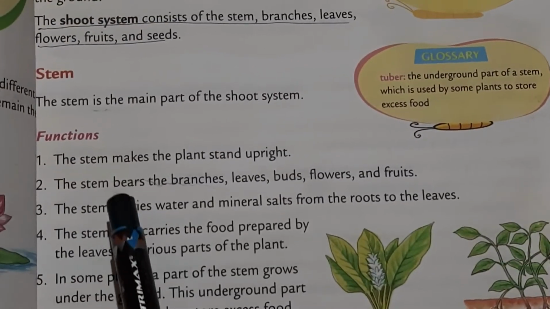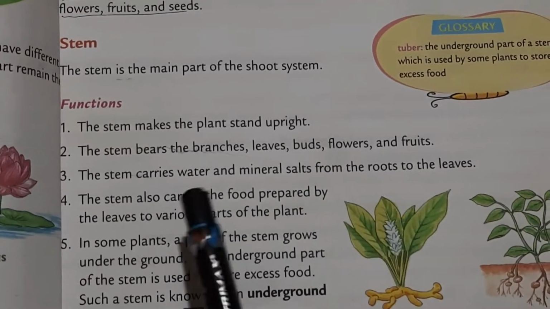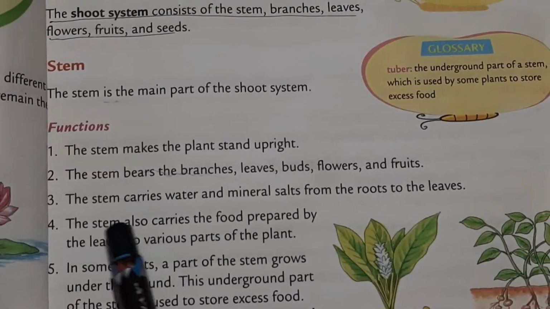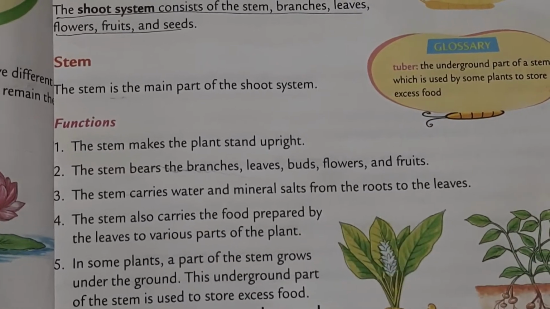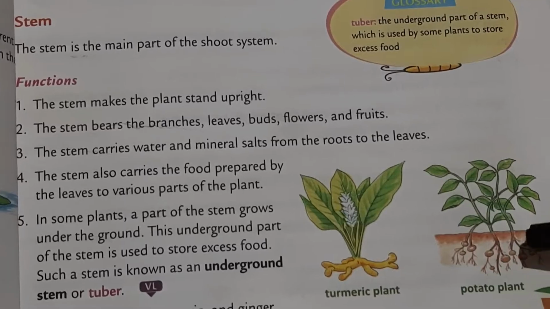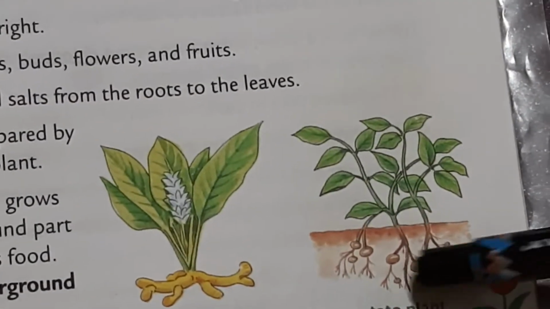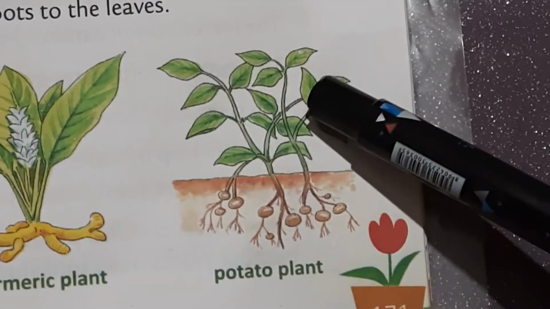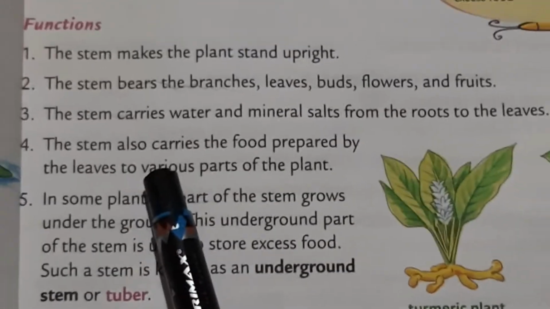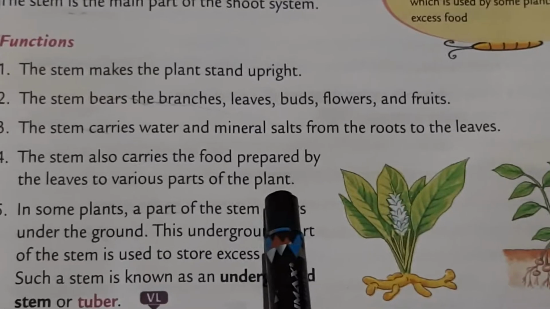Number 2, the stem bears the branches, leaves, buds, flowers, and the fruits. Number 3, the stem carries water and mineral salt from the roots to the leaves. Now look at this picture. We said before, the roots absorb water and minerals from the soil, carried by the stem to the leaves. Number 4, the stem also carries the food prepared by the leaves to various parts of the plant.